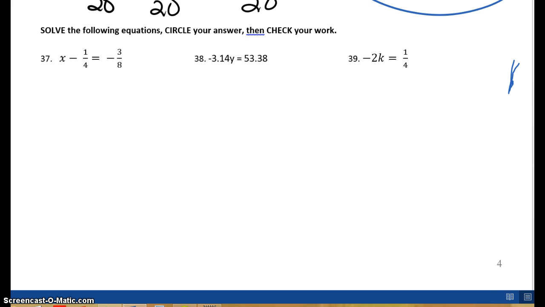Now check is in all capital letters, and I'm actually going to highlight that. It's very important here. Checking is our check step, so we have to make sure we include that to get all of our credit. So first, for number 37, x minus 1/4 equals negative 3/8.